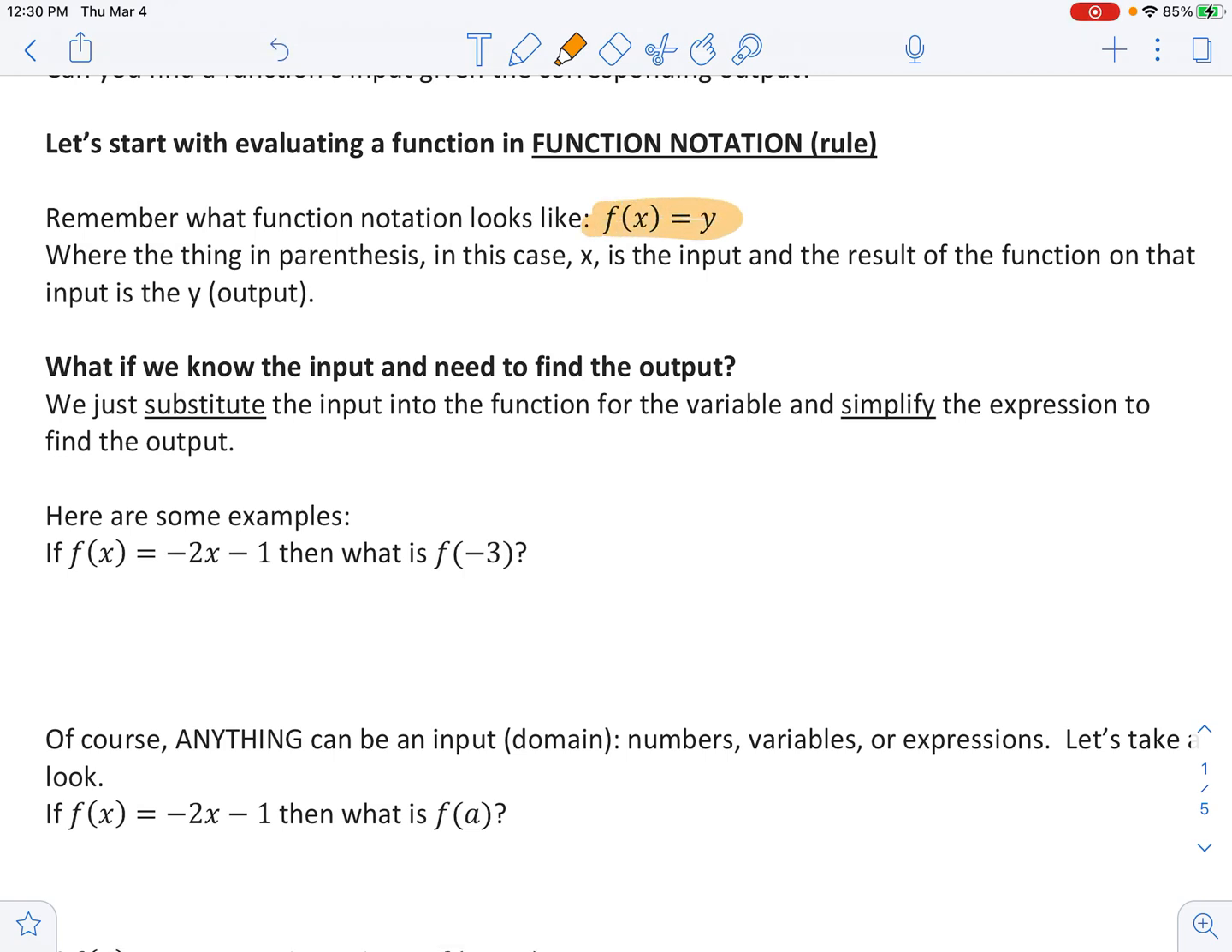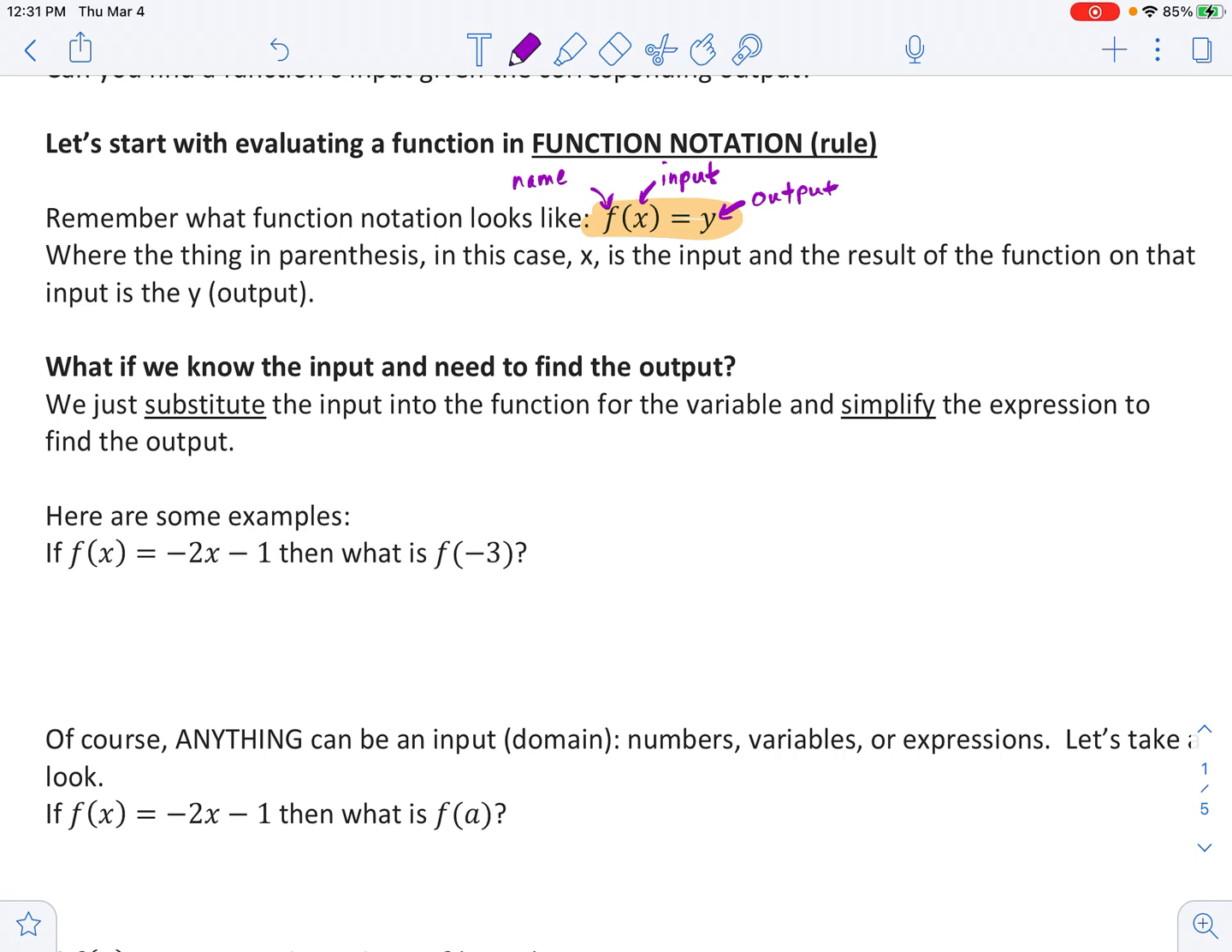All right. So the thing in parentheses is the input value. And remember the letter in front here, in this case it's f, but it could be any letter. This is the name of the function. So this function's name is f, and x is the input of the function, and what it's equal to is the output of the function. In this case, it's y. So when you see f of x, that's equivalent to just saying y.